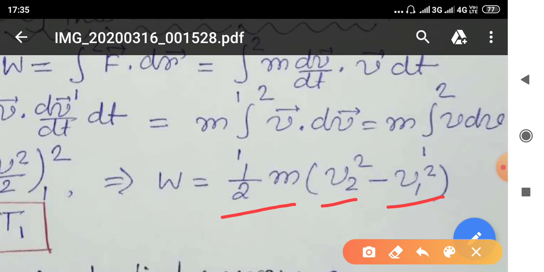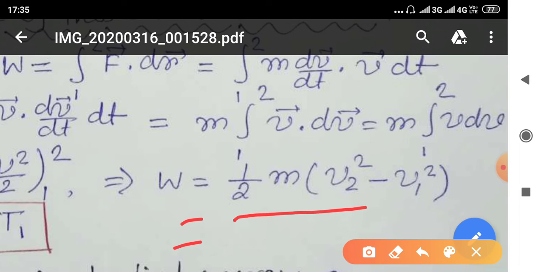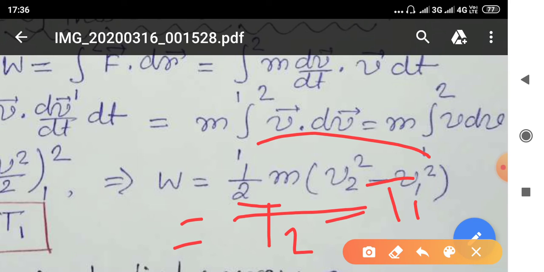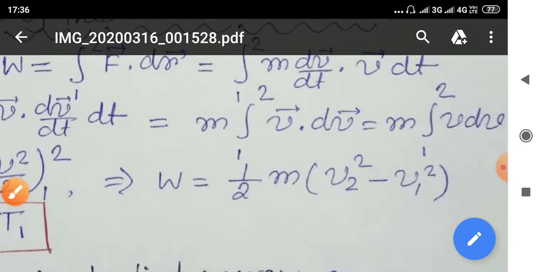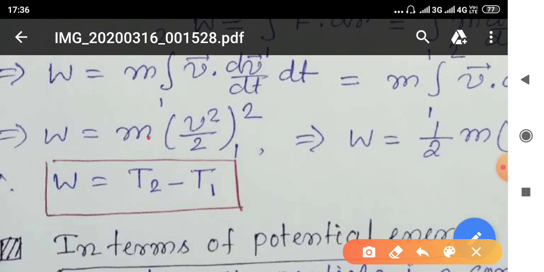As we know from the definition of the kinetic energy T, which is written as half m v square, then if we write explicitly the work done W, it is nothing but half m v2 square minus half m v1 square. So it could be written as T2 minus T1, where T2 and T1 are the kinetic energy of the object at the point 1 and 2. So now the net work done becomes the change in kinetic energy at the 2 points.